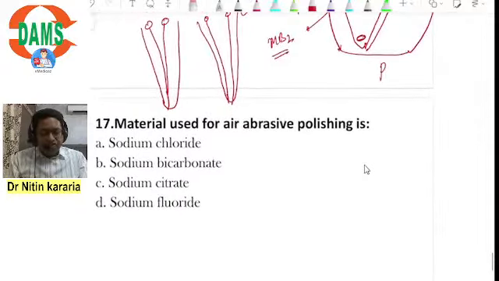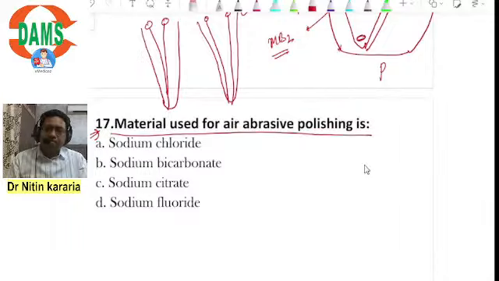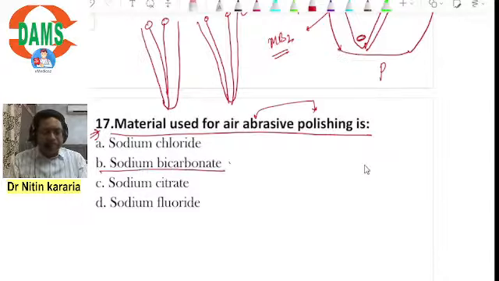The next question and the last question: the material used for air abrasive polishing. Now I do not know whether the exact combination of these two terms was there. Air abrasion or air polishing: the options were sodium chloride, sodium bicarbonate, sodium citrate, or sodium fluoride. The straightforward answer would be sodium bicarbonate. We use sodium bicarbonate particles for air polishing.